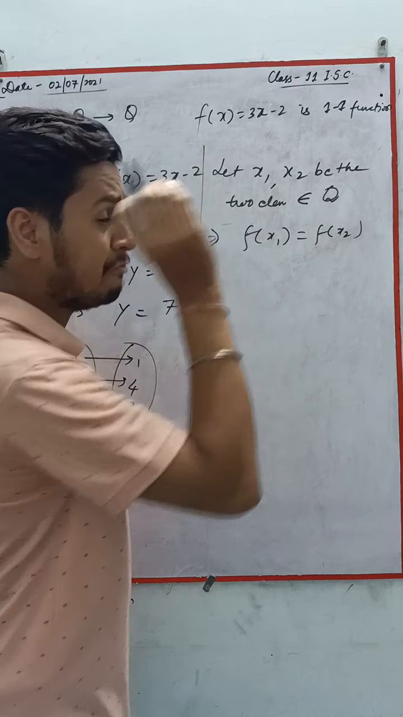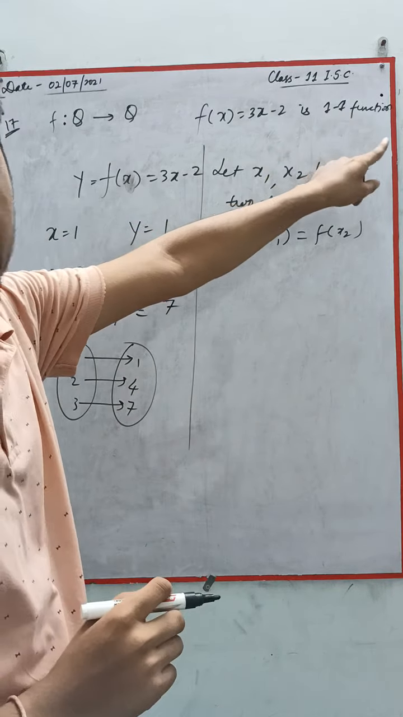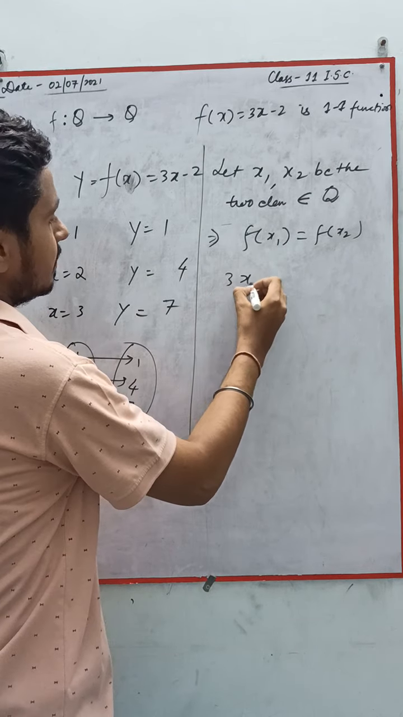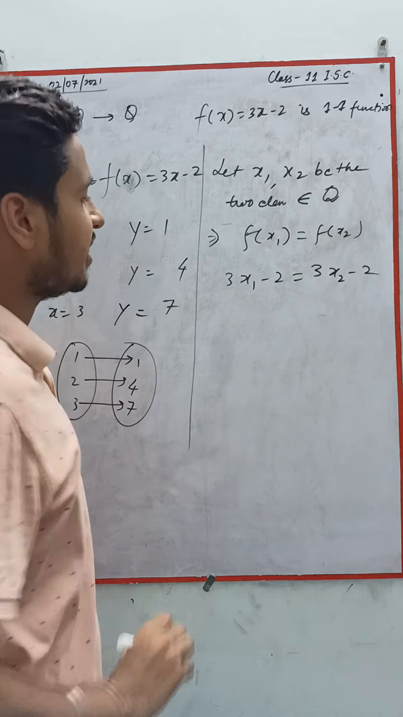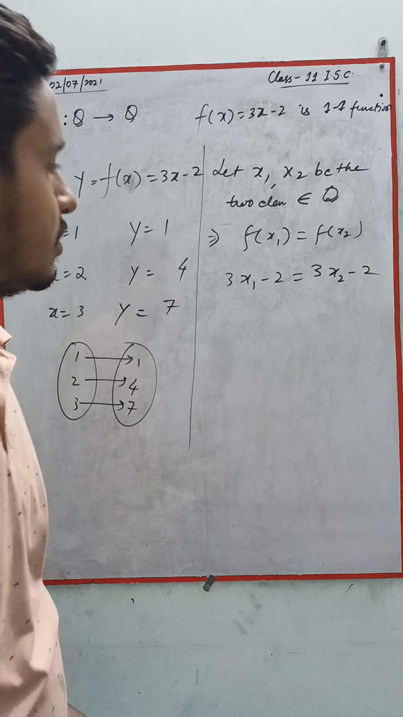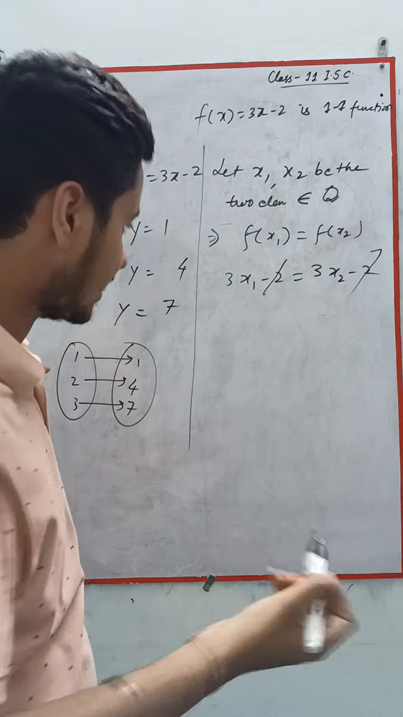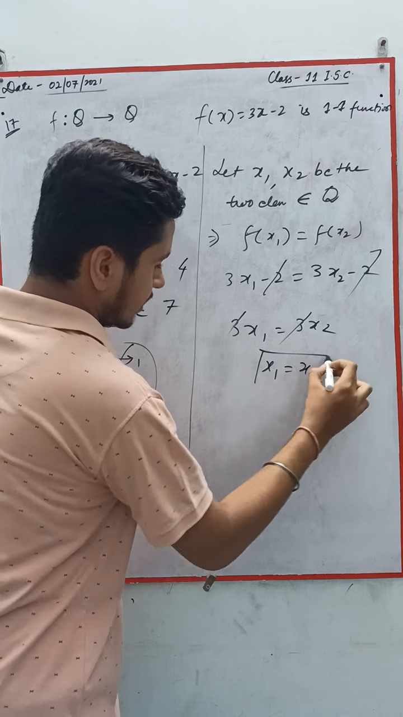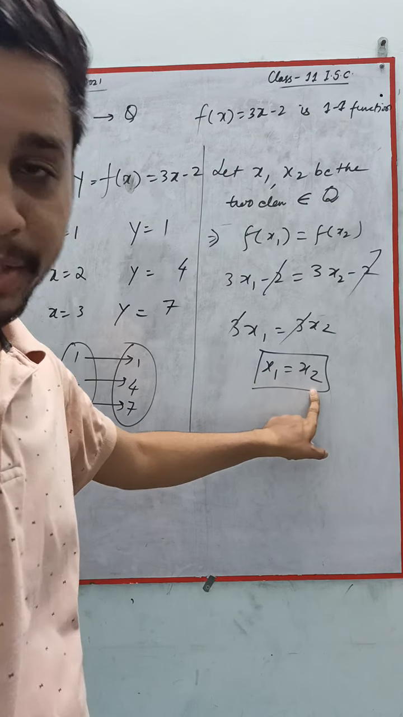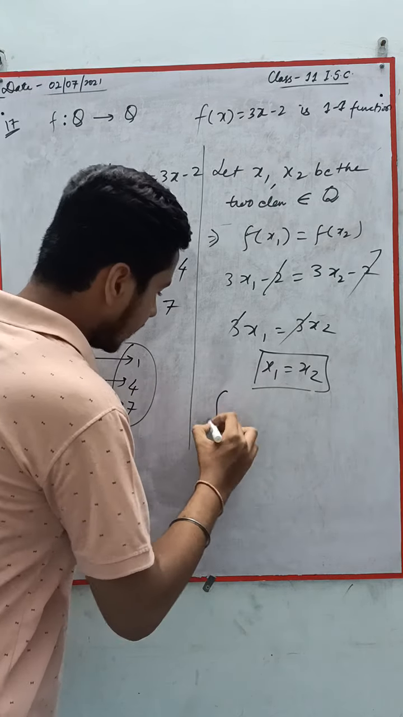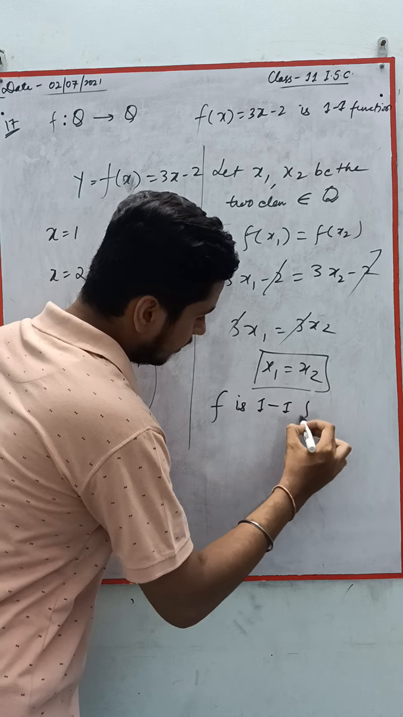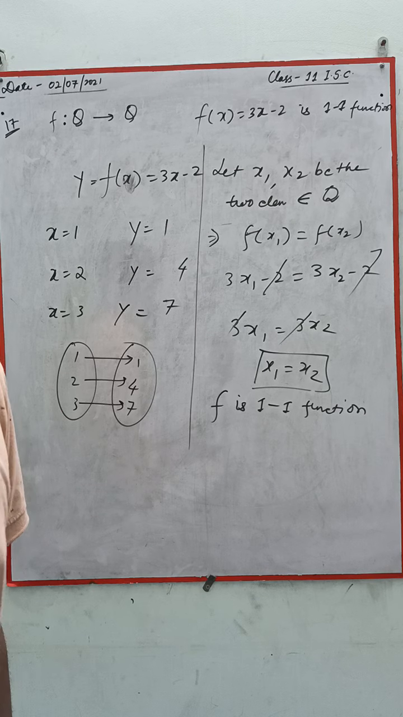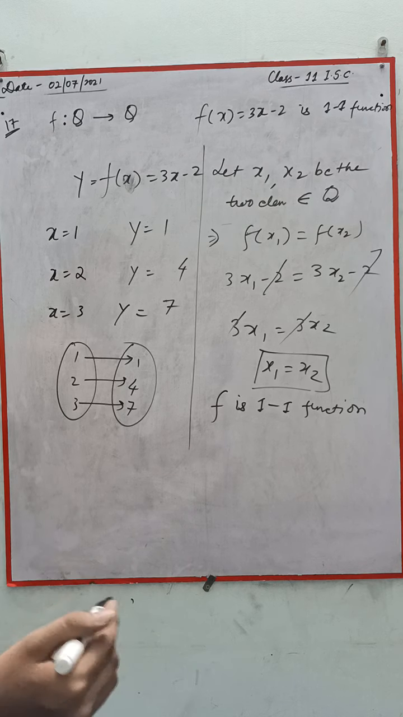Every time to prove a function to be 1-1, you have to follow these steps. So f(x1) equal to f(x2). Let us consider this: 3x1 minus 2 equal to 3x2 minus 2. As you can clearly see, minus 2 cancels. 3x1 is equal to 3x2, again 3 and 3 cancel. x1 equal to x2. We got x1 equal to x2 as the result, so from there you can say f is a 1-1 function. That's it. Now it depends on you which method you choose. So likewise you have to solve.